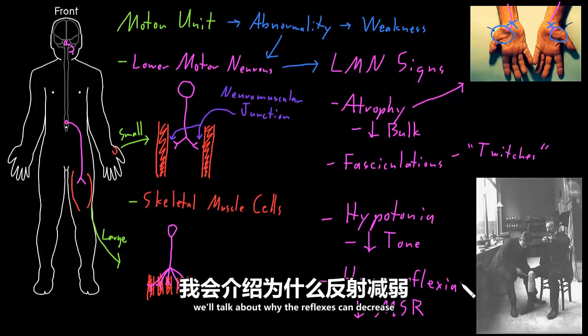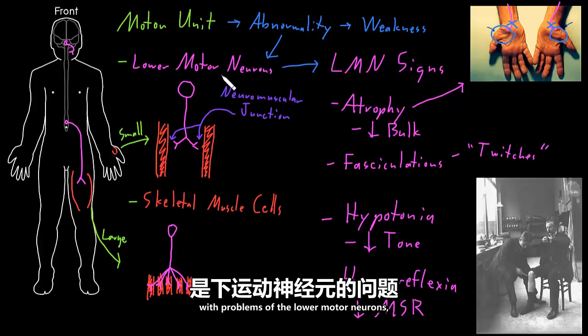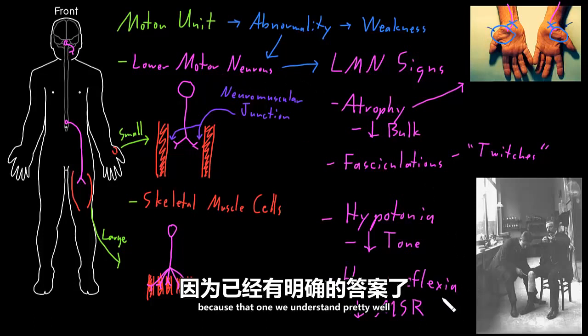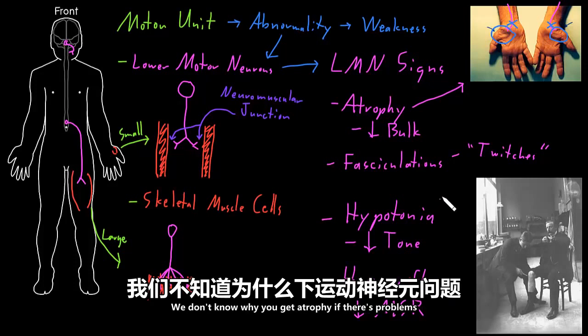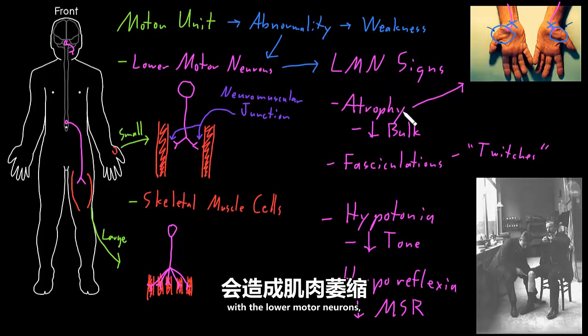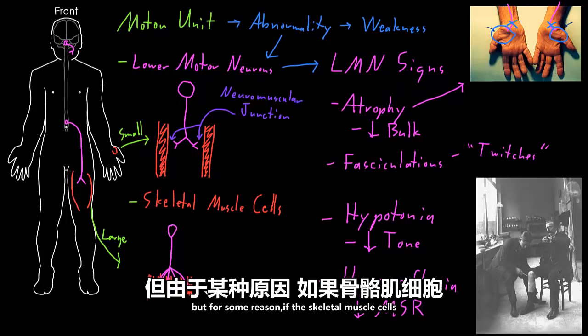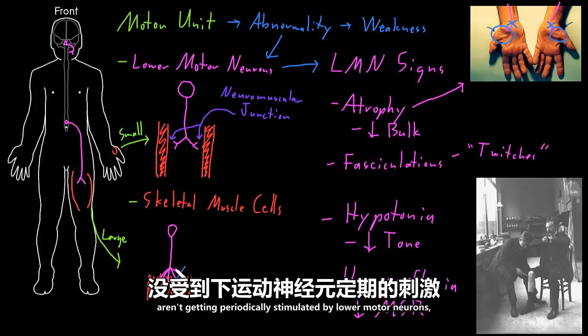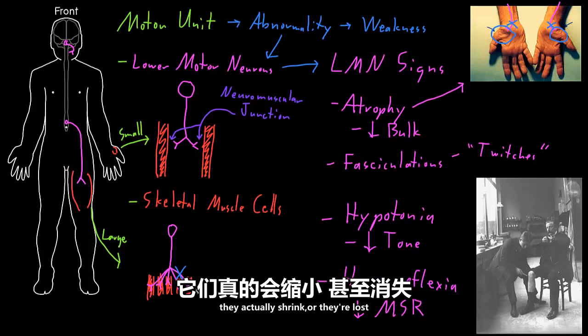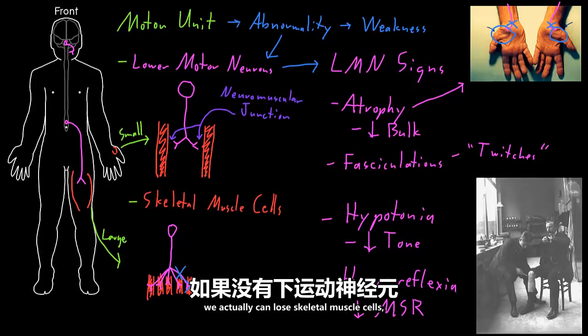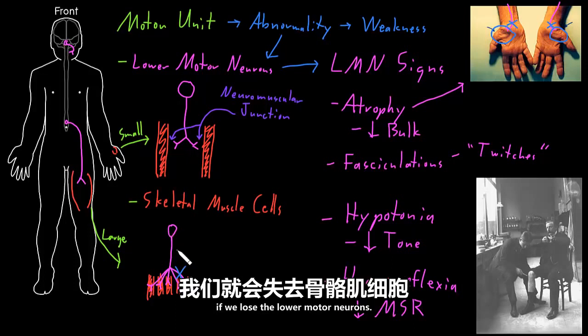And in that video, we'll talk about why the reflexes can decrease with problems of the lower motor neurons, because that one we understand pretty well. These other three, we don't understand why they happen quite as well. We don't know why you get atrophy if there's problems with the lower motor neurons. But for some reason, if the skeletal muscle cells aren't getting periodically stimulated by lower motor neurons, these muscle cells degenerate. They actually shrink or they're lost. We actually can lose skeletal muscle cells if we lose the lower motor neurons.